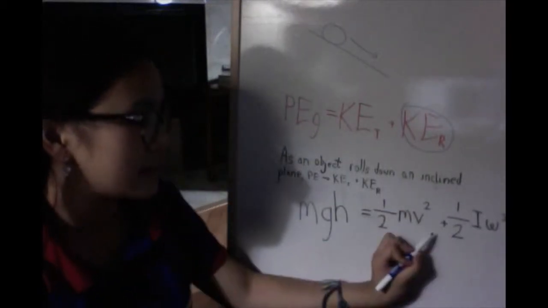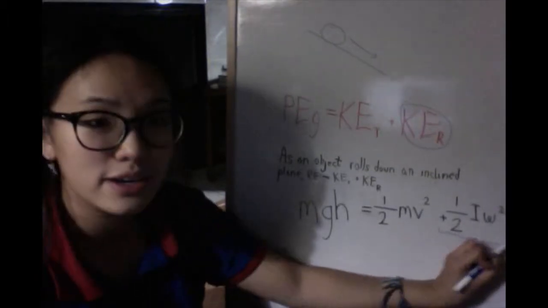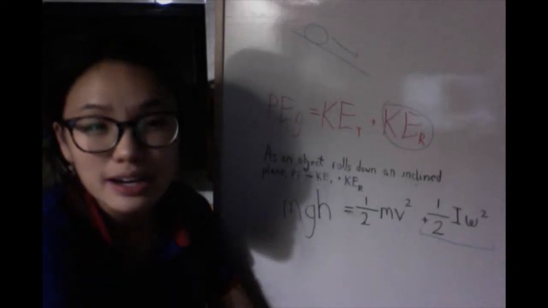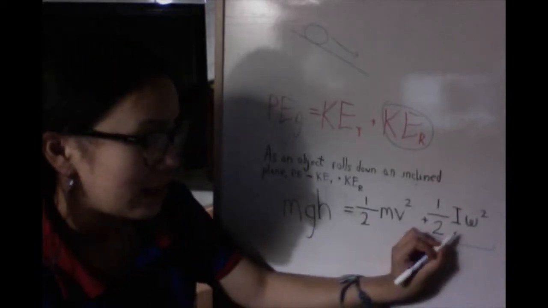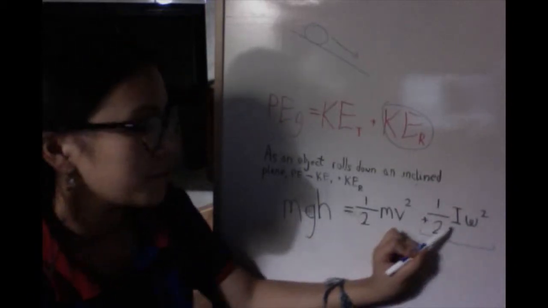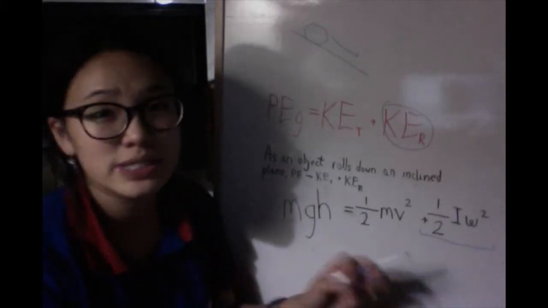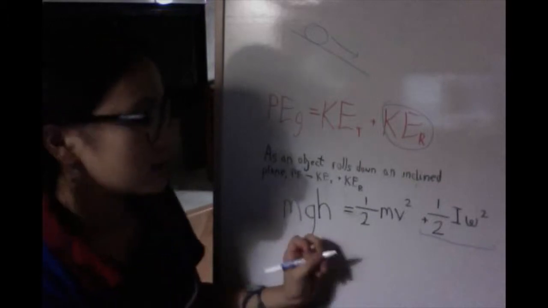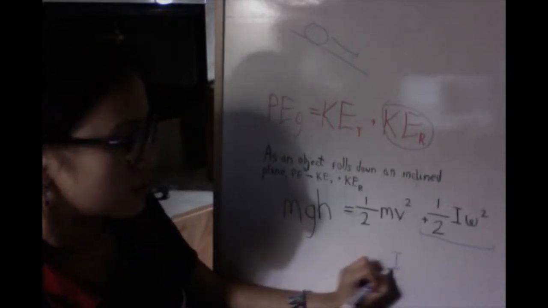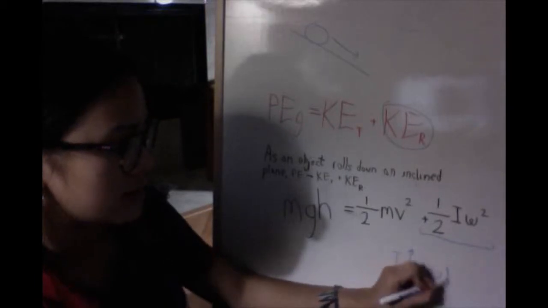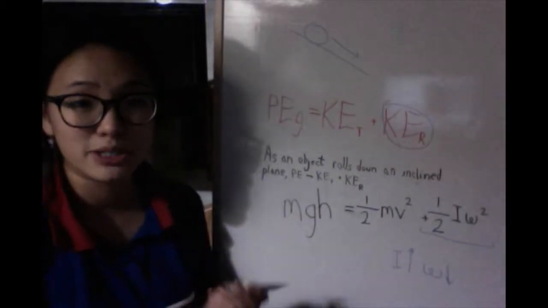Now, rotational kinetic energy is shown right here, and it depends on the object's rotational inertia. As we all know, rotational inertia is an object's resistance to rotating. So more rotational inertia means less angular velocity, because they are inversely proportional.